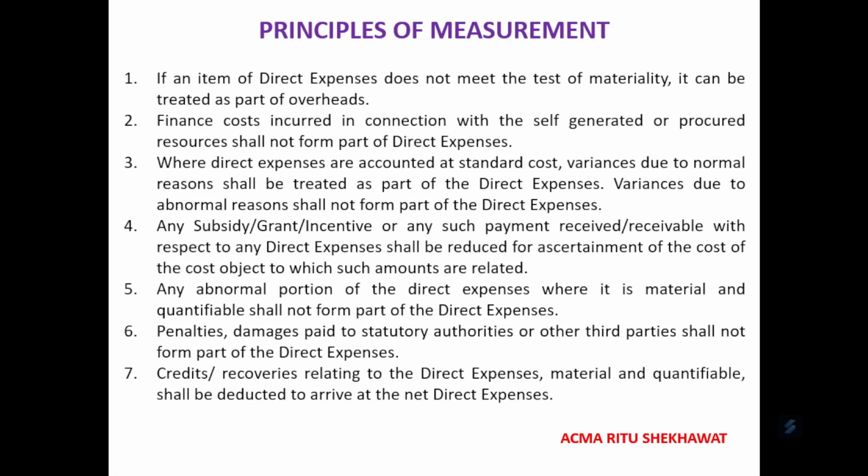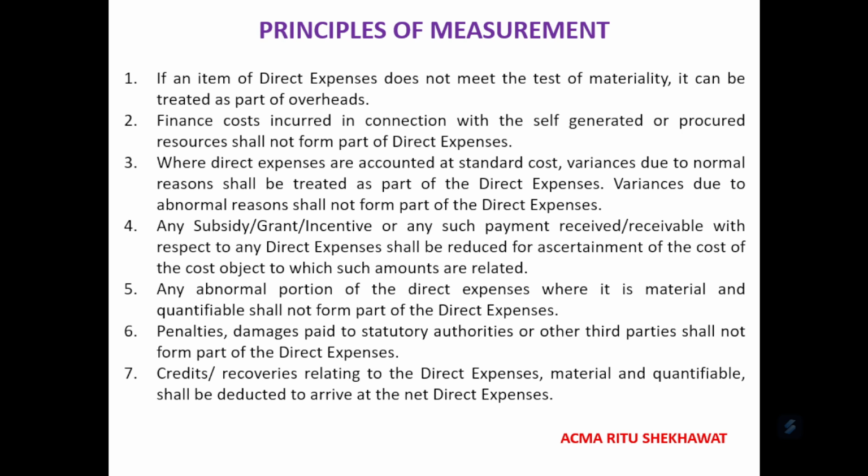Further, it says if the item of direct expenses does not meet the test of materiality, it can be treated as part of overhead. If direct expenses occurred in relation to the product, but that expense doesn't have any importance to the manufacturing of that product, then it should be treated as overhead only.